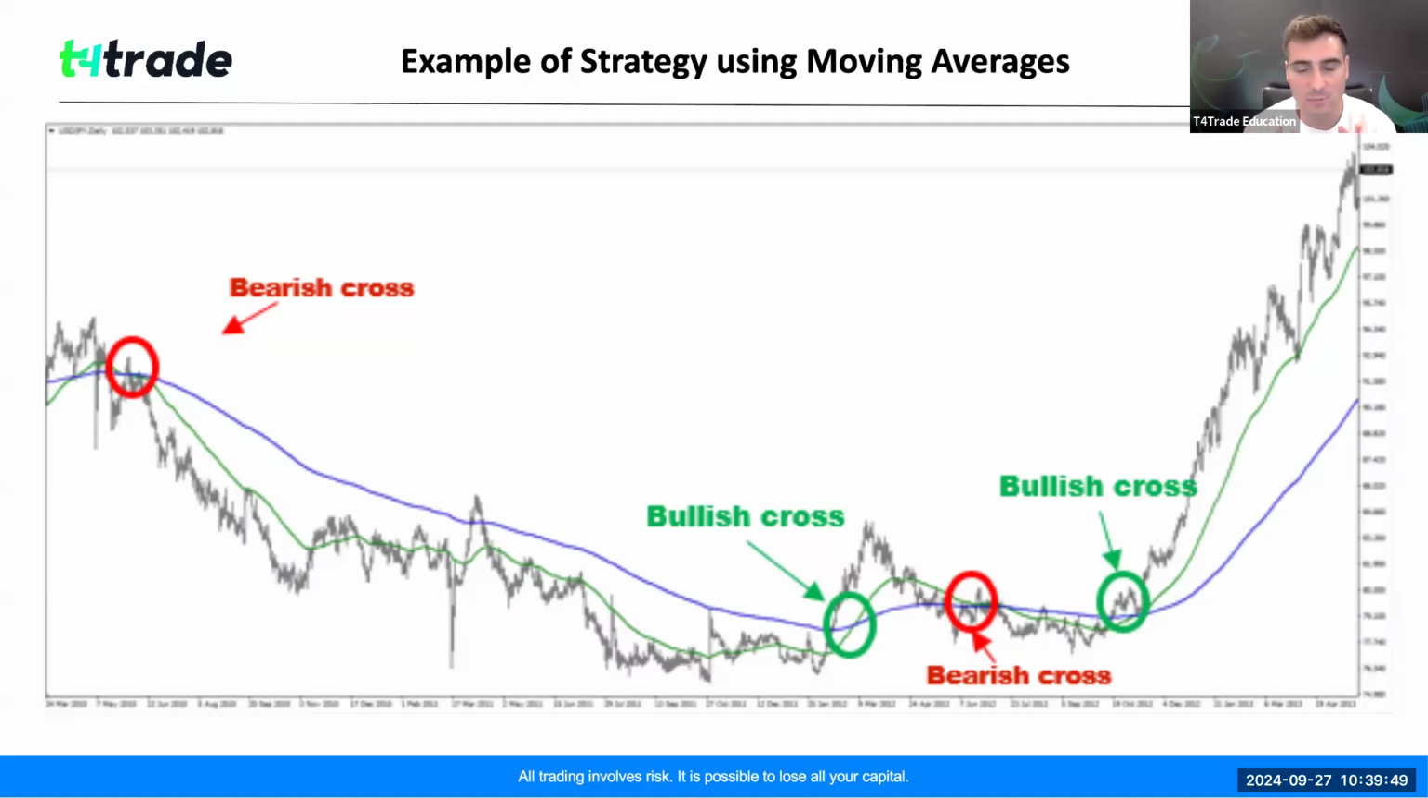So you're not going to merely be using two moving averages and that's it. We're going to do trend lines. We're going to do support and resistance. We're going to identify chart patterns.